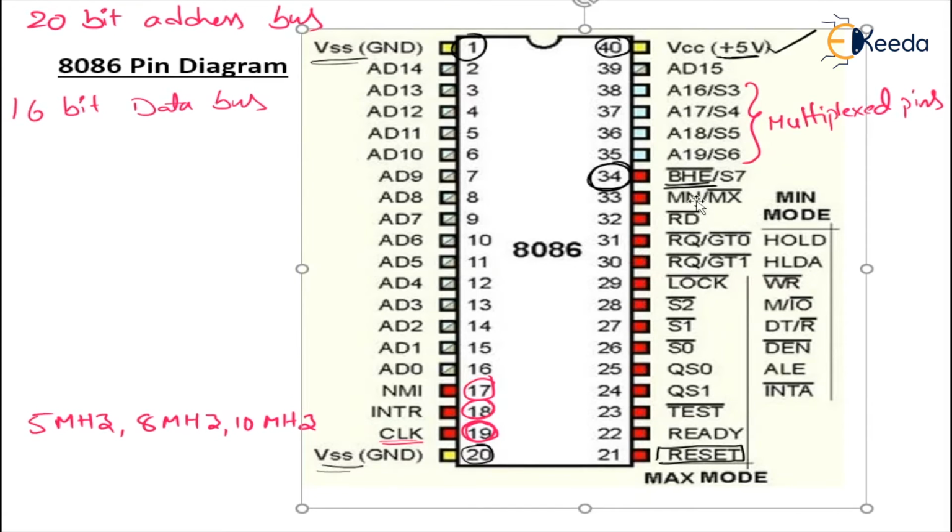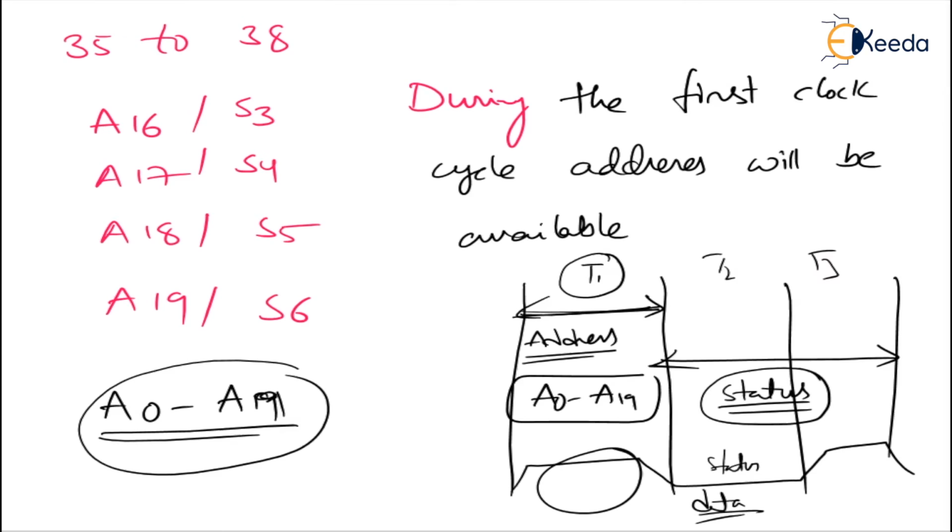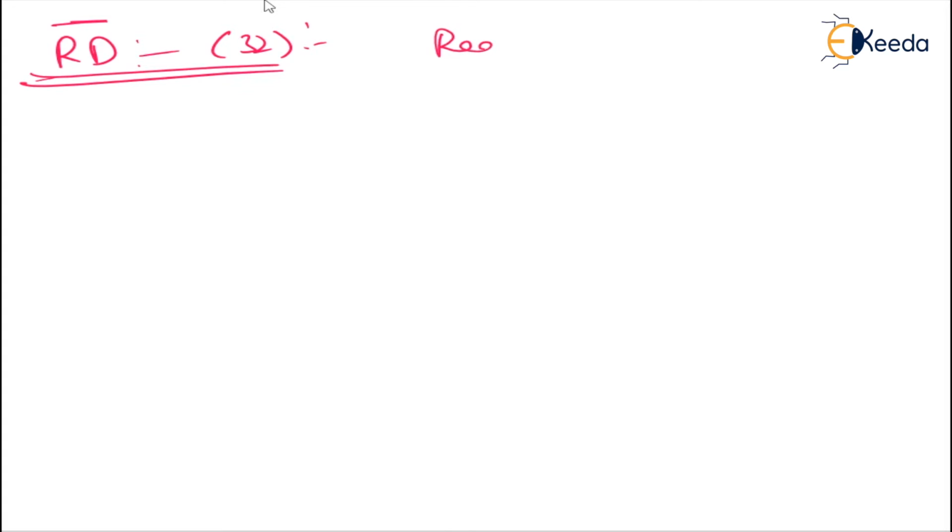What is pin number 32? Now we will go for pin number 32. RD bar. What is the pin number? Pin number is 32. So it is used to indicate the read operation, to perform the read operation.